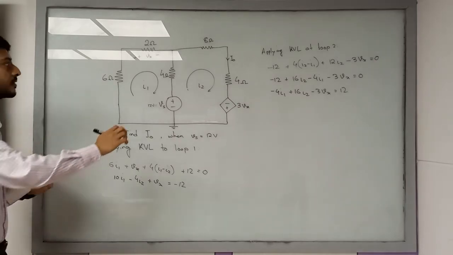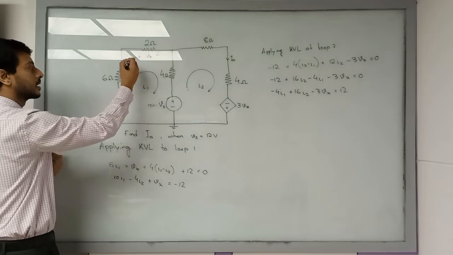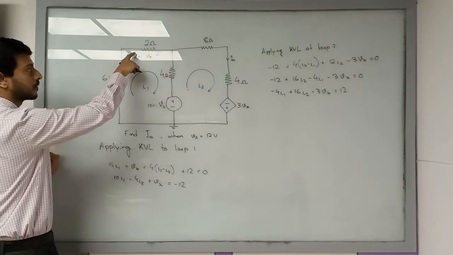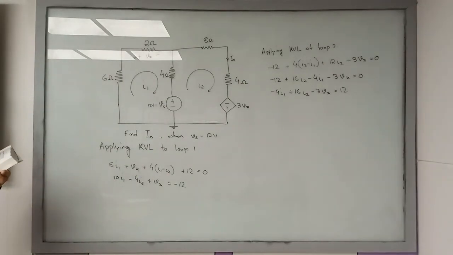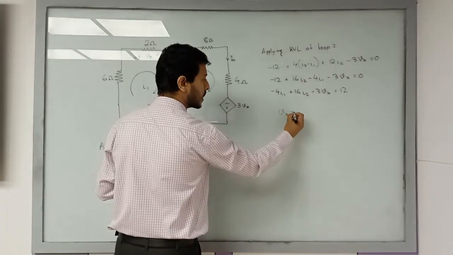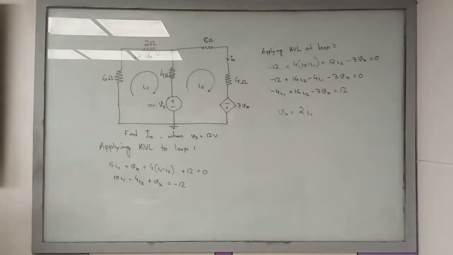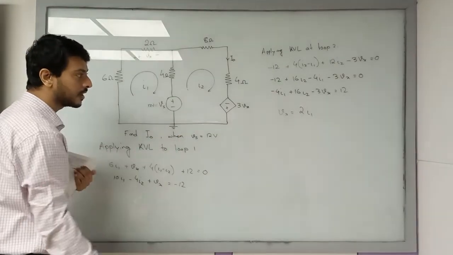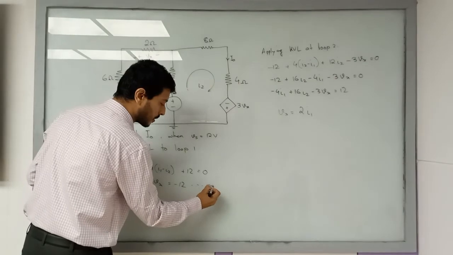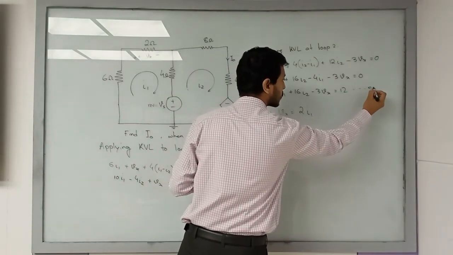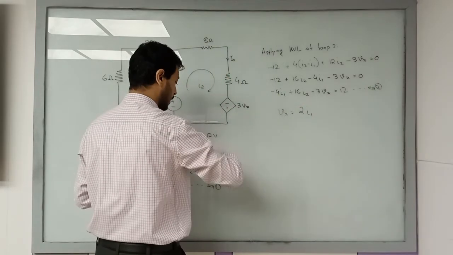So this Vx is nothing but the current flowing through this branch times 2 ohm. So you can write Vx is equal to 2 times I1. You can replace it in both equations. Okay? Instead of writing Vx, you can put that. So what happens if I put Vx in these two equations? This is equation 1 and this is equation 2. Put this Vx in both the equations.